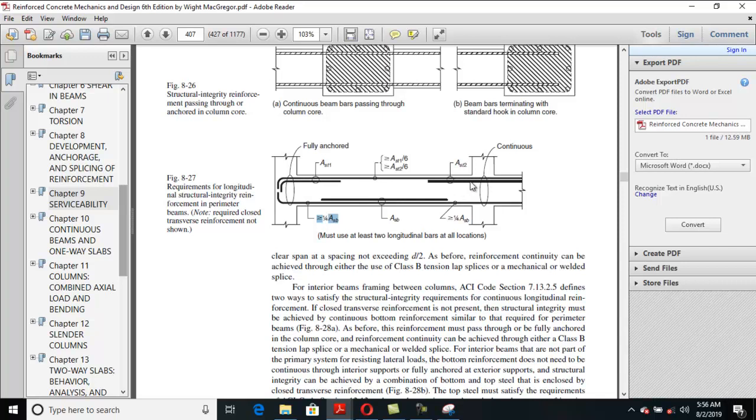Minimum 2 bars must be continuous. Here must be 2 bars continuous. Okay, so for the case of negative steel area, there must be 1/6 area continued, and there must be 1/3 area continued.